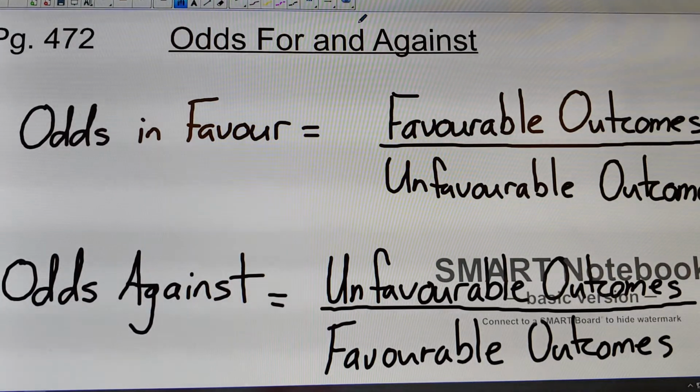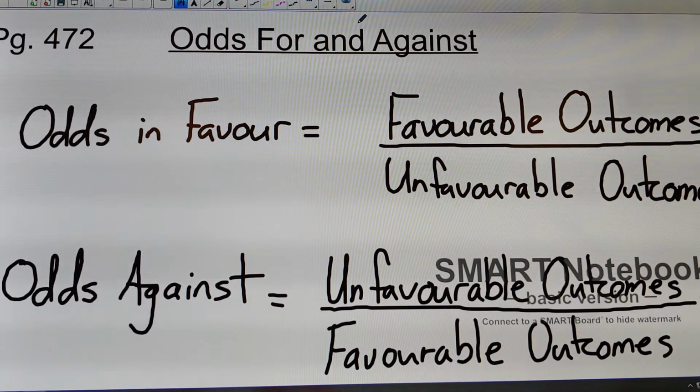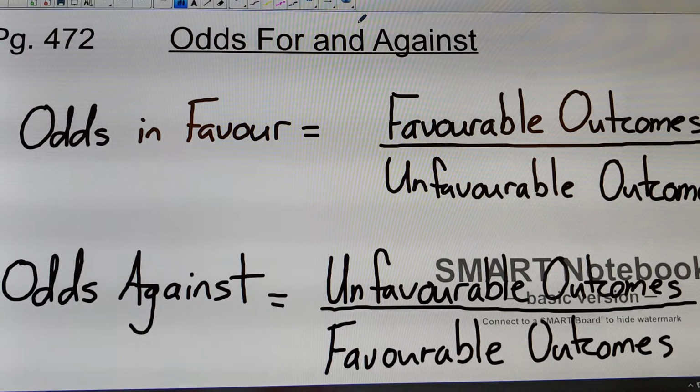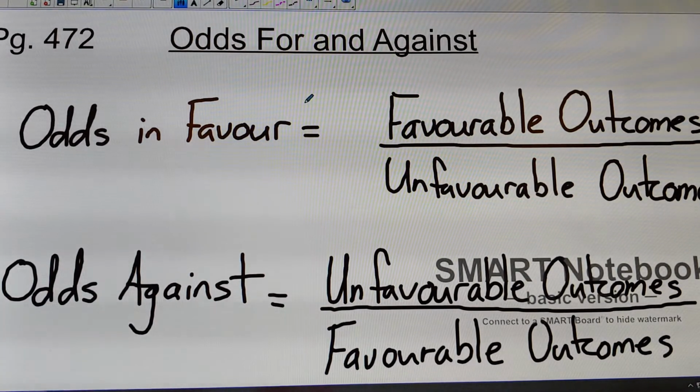Okay, ladies and gents, so we're looking at page 472, odds for and against. By the way, this is the last lesson in the probability unit. We moved through that one pretty quick. And we're, as you can see, presented with two new formulas, okay?